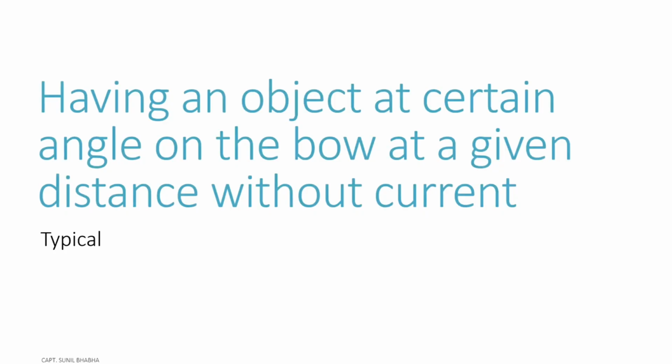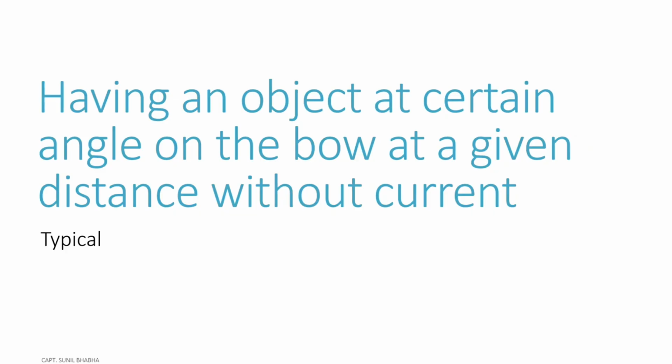we have our next topic now: having an object at a certain angle on the bow at a given distance, without current. This is a typical kind of question, slightly different from what we have done in earlier questions, because in this question, before we go onto the chart for actual plotting, we have to make a rough diagram and do some work before plotting can be done.